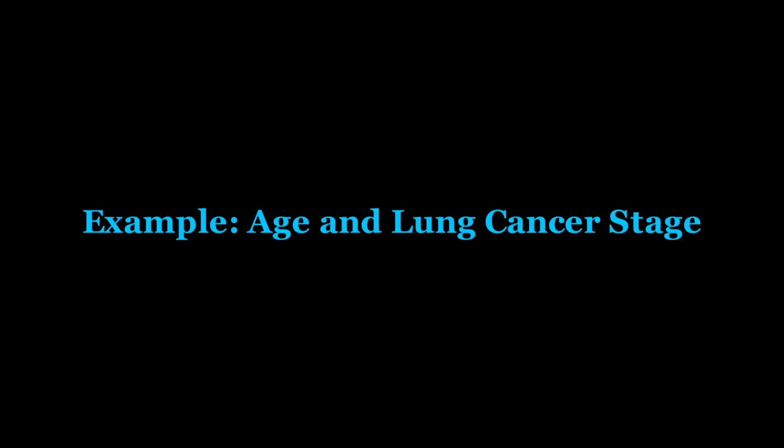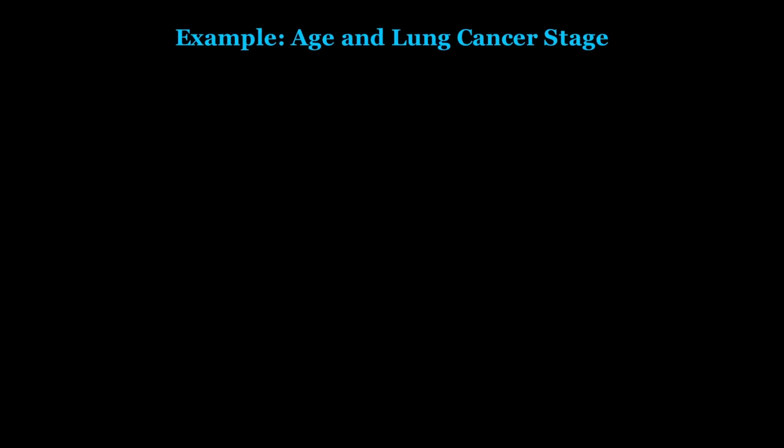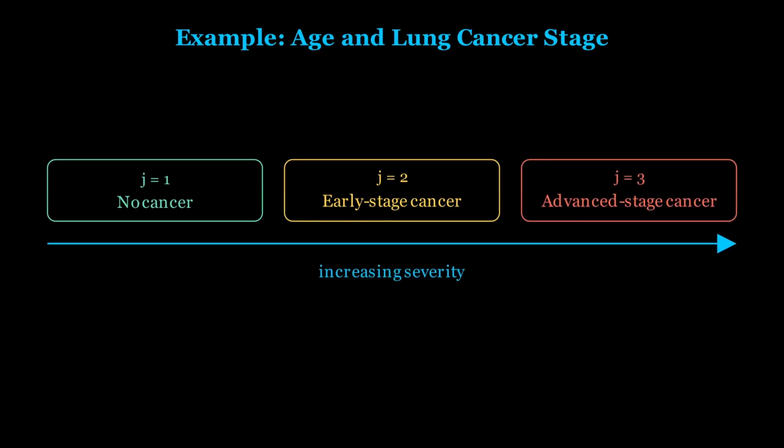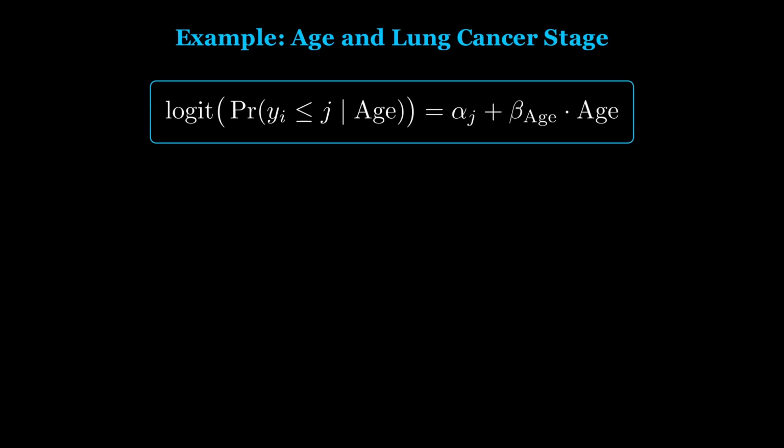Consider a study examining the effect of age on the likelihood of developing lung cancer. The outcome variable is ordinal with 3 categories: no cancer, early stage cancer, and advanced stage cancer. These are clearly ordered by severity, which is exactly the structure a cumulative model is built for. The proportional odds model here is the cumulative logit of the probability of being in category J or lower given age, equal to the cut point alpha j plus beta age times age.